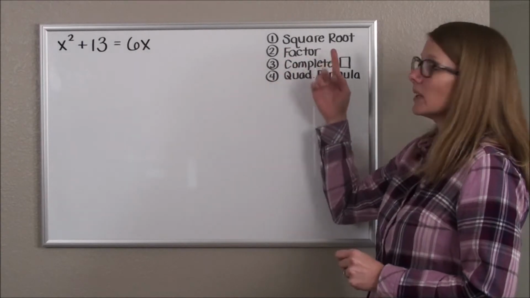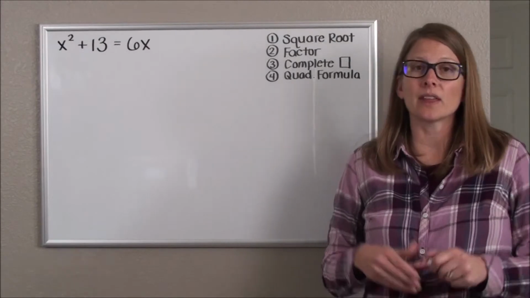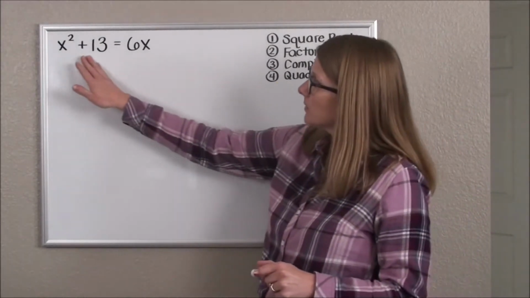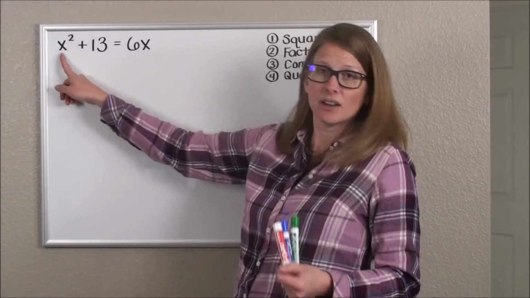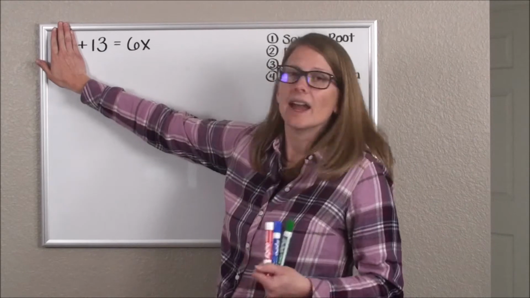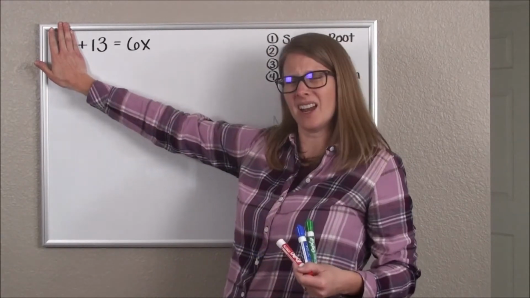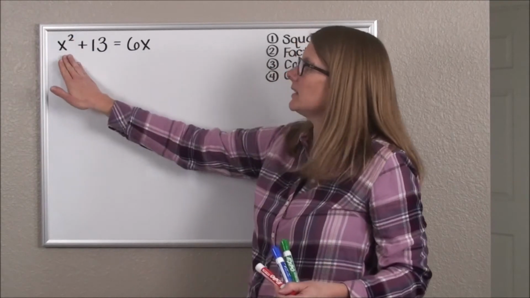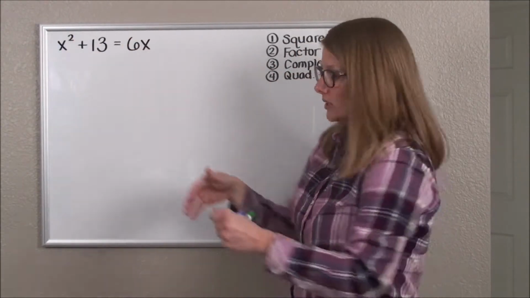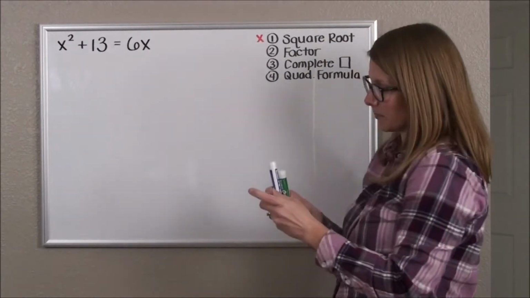The first technique we'll attempt is the square root property. Remember with the square root property that the first thing we need to see is something squared equals a number. Now in this particular example, I can identify the something squared. But beyond the something squared, I don't just have numbers. I also have an x term that's kind of in the way. So there's really no easy way for me to make this say something squared equals a number. So I'm going to say that the square root property is out for this example.